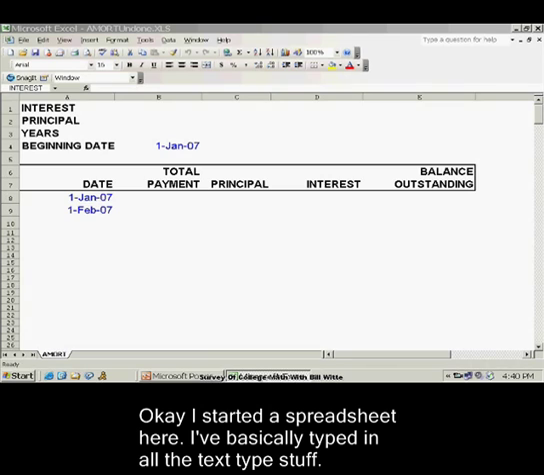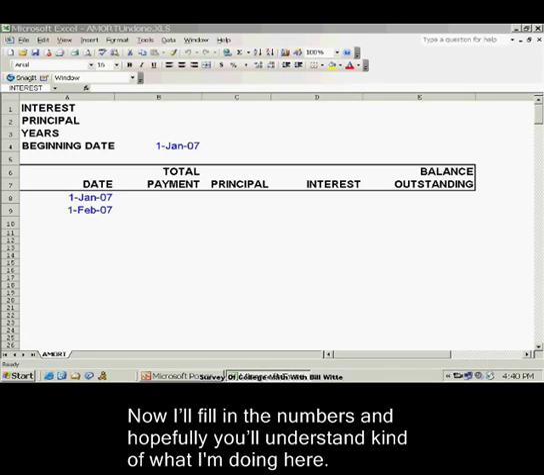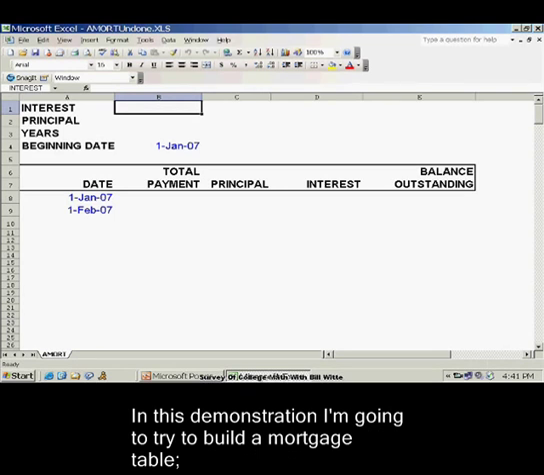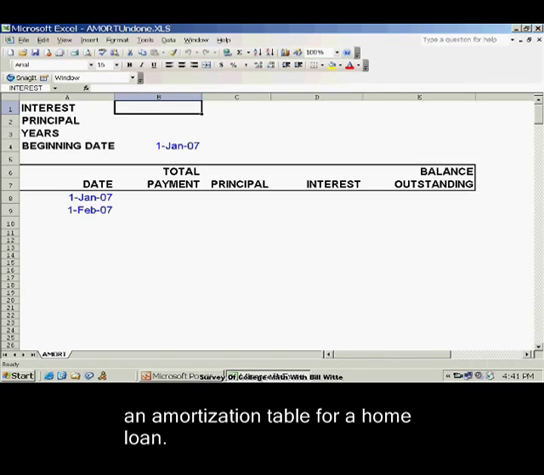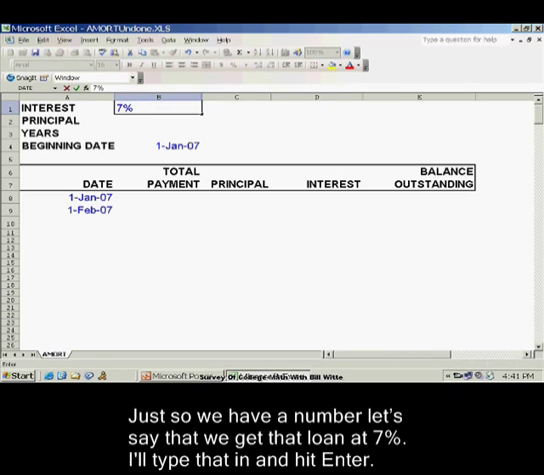Okay. I've started a spreadsheet here. I've basically typed in all the text type stuff, and now we're going to fill in the numbers. And hopefully you understand kind of what I'm doing here. In this demonstration, I'm going to try to build a mortgage table, an amortization table, for a home loan. We're going to say, just so we have a number, that we're going to get that loan at 7%. So I'll type that in and hit enter.